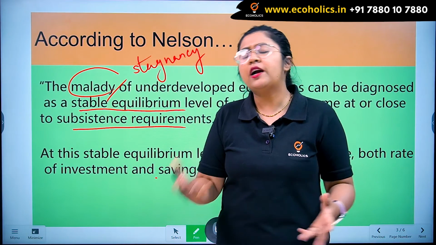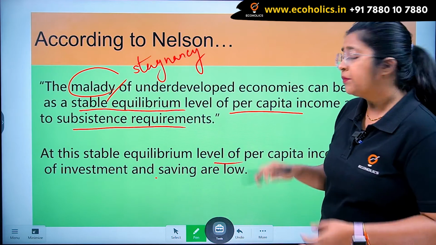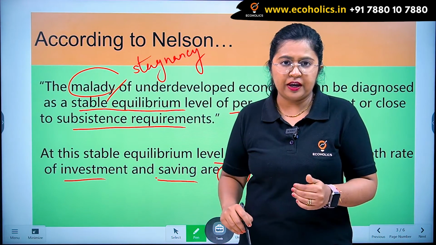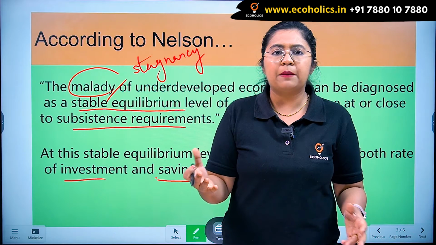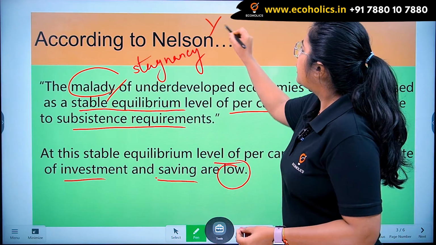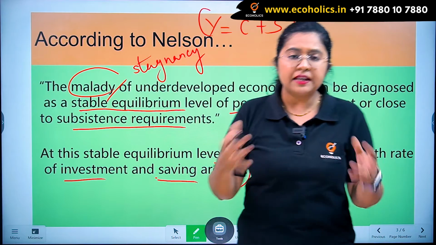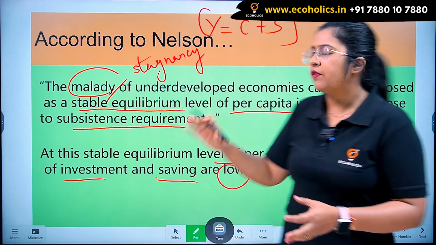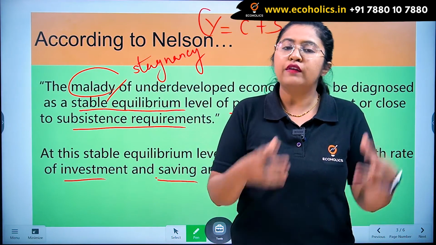Now, let's further elaborate how that low-level equilibrium gets created. This stable equilibrium level of per capita income has the investment rate and the saving rate also very low. Take any underdeveloped, poor economy. Whenever we talk about the small equation, Y = C + S, we always say that the income, whether we are talking about the disposable income or the net national income, will always have these two compositions, consumption and savings, C and S. So our income is always composed of consumption and savings.